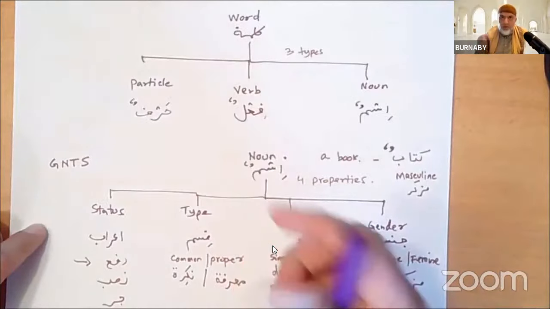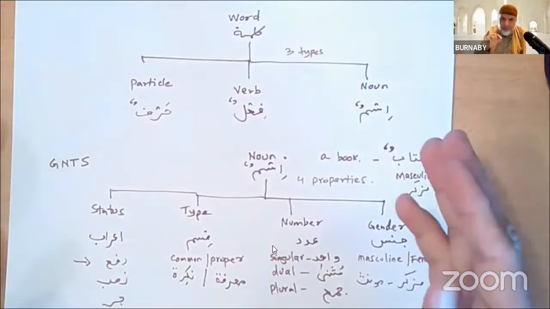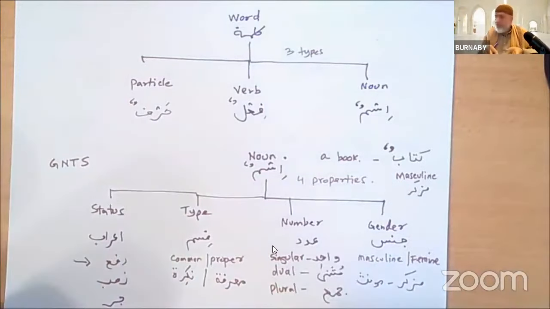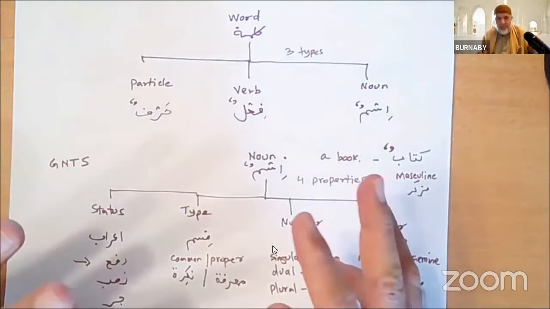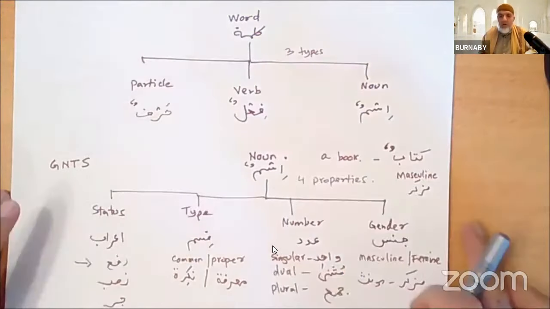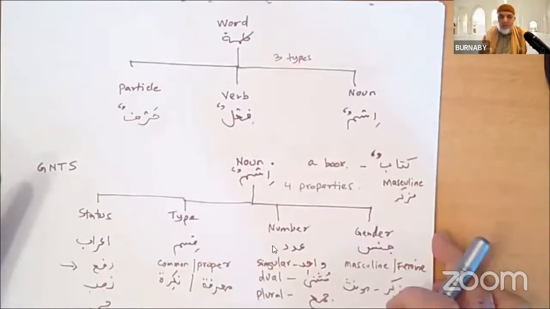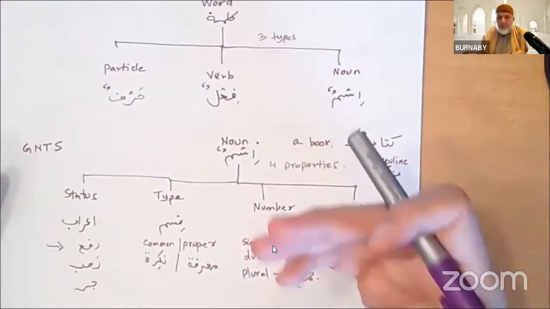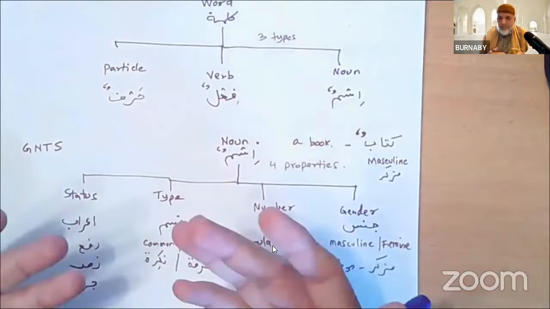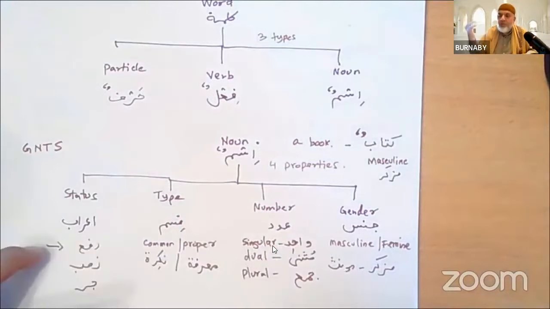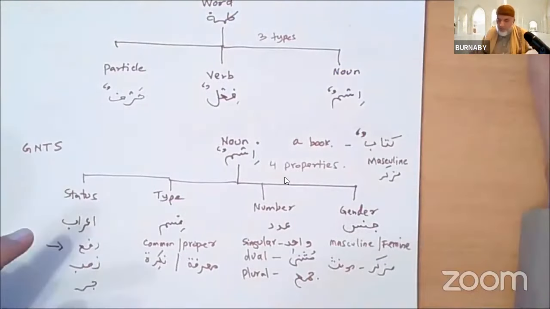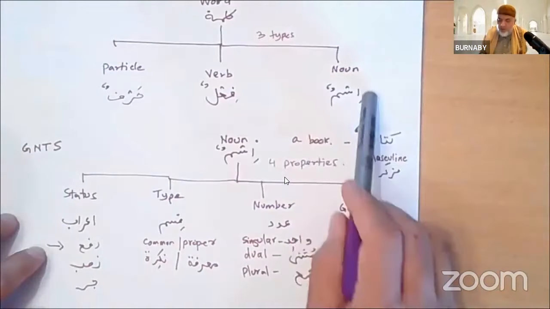Fe'lun is also a name of an action, but there is a presence of a tense. The action happened in the past, is happening right now, or will happen in the future. Harfun are small letters or words which do not mean anything by themselves, but they need the help of other nouns and verbs to make a complete sentence. So say, I went to the school. These two are the harfun.